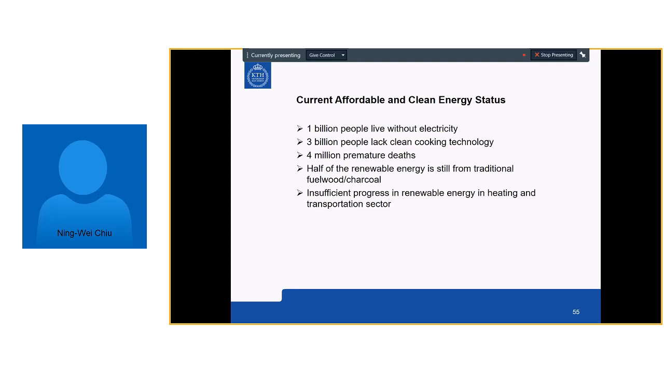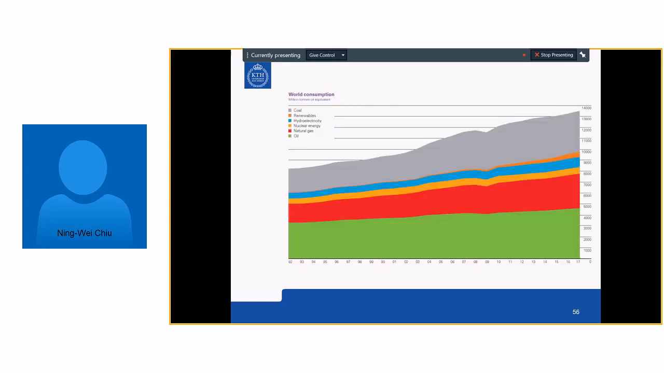Half of the renewable energy is still from traditional renewable energy that we saw earlier, and then insufficient progress, especially in transportation, I would say. How can we have better or higher integration of renewables in the transportation sector? That's a question.